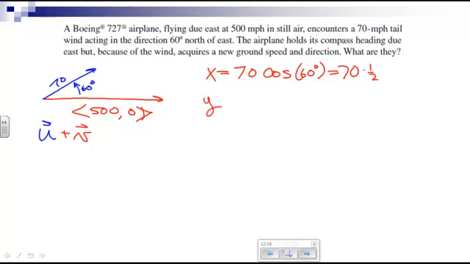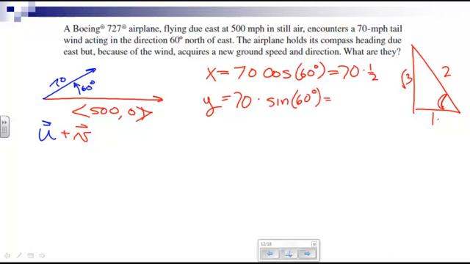Okay, so if you draw the triangle, it looks like this: 1, 2, root 3, and here's the 60 degrees. So adjacent over hypotenuse is 1/2. All right. How about the y? The y component of that vector is 70 times the sine of 60 degrees, which is 70 times root 3 over 2. This one's easy. That's 35.